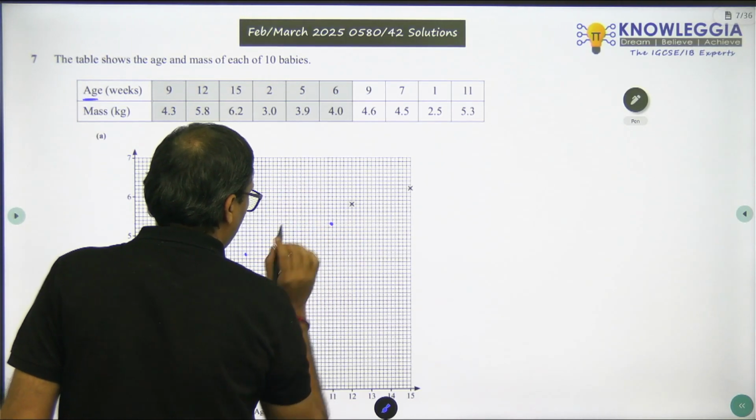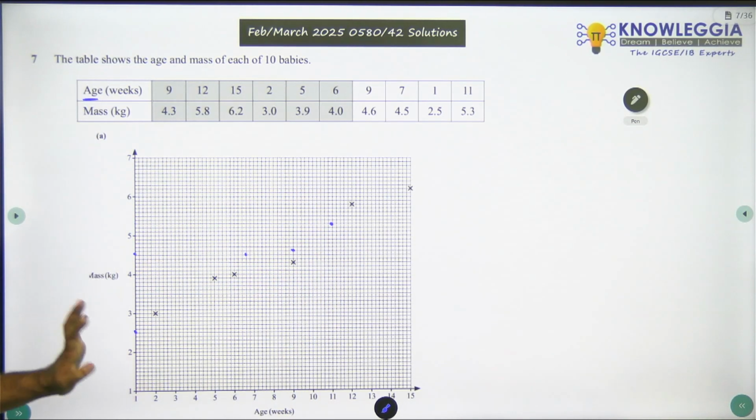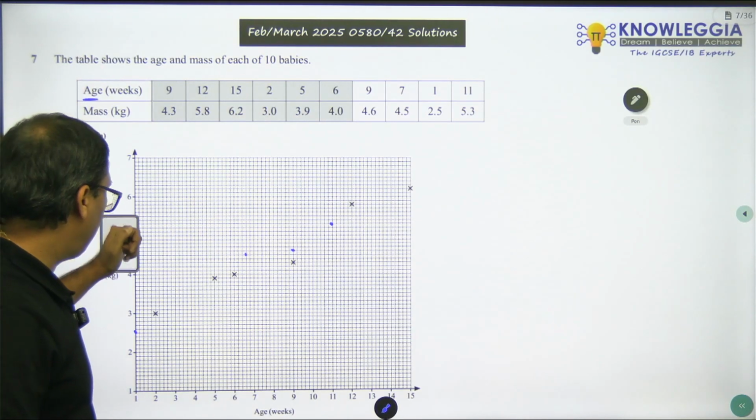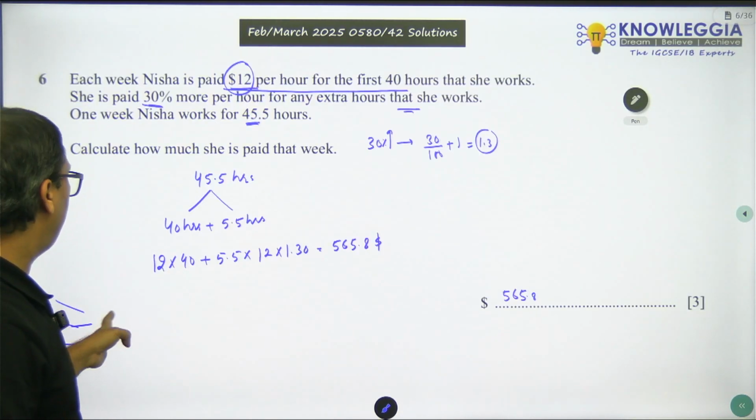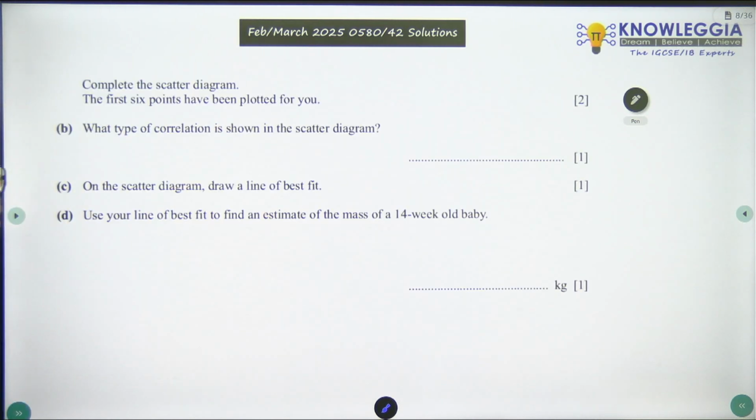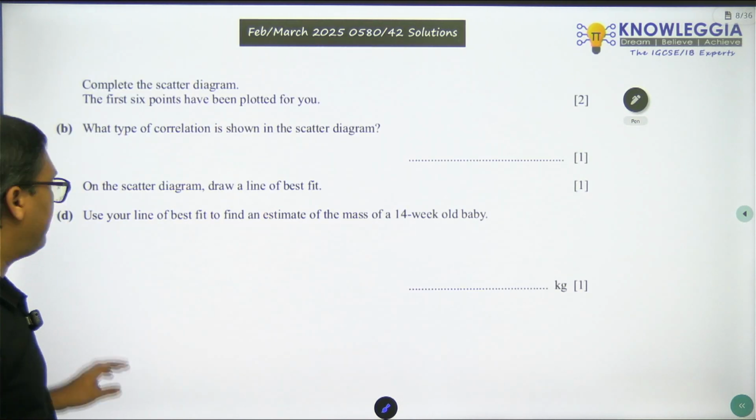So these are the points corresponding to this. So we have plotted all the points. So this part is easy, you just plot the points. The next part. What type of correlation is shown in the scatter diagram?